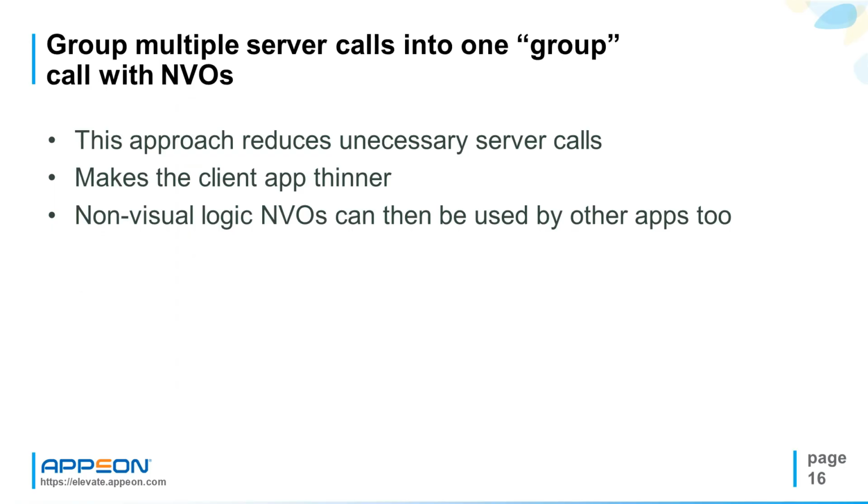Now, what about grouping multiple server calls into one group call with NVOs? Well, this approach reduces unnecessary server calls. It makes the client app thinner as well, and non-visual logic NVOs can then be used by other apps too. But what is the main idea about this? So for example, if you have a lot of constant calls to the application database inside a for loop or a do while or something, then instead of calling them many times from the client into the server, you could offload this to the server.